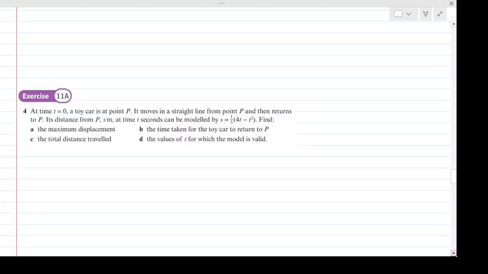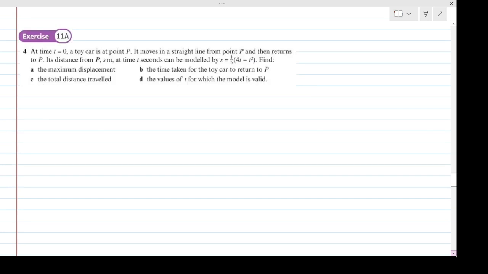So let's have a look at this question here. So here I'm told at time t0, a toy car is at a point P. It moves in a straight line from a point P, then returns to P. Its distance from P is S meters. Okay, so we've got this formula here. S is a fifth of 4t minus t squared. Right. So here it wants firstly the maximum displacement.